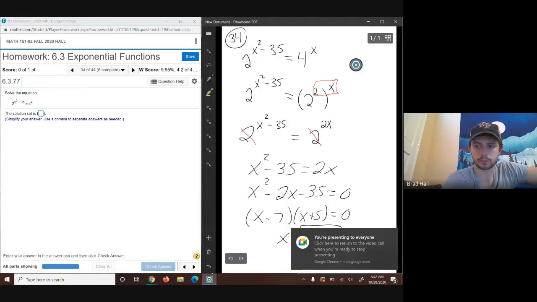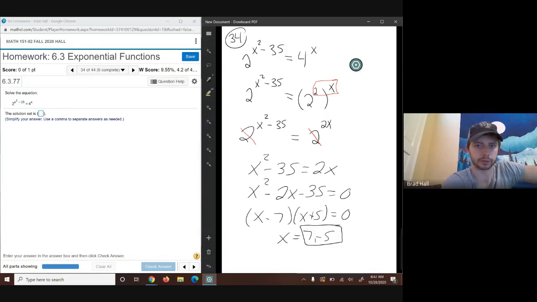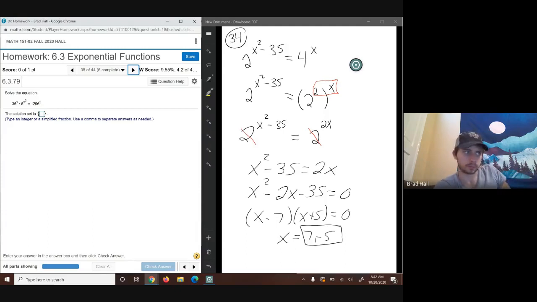Okay, cool. So 7 and -5 for this problem. So I talk about this problem in example 5. I just use 49 and 7 instead of 36 and 6. So I'm going to skip that one.